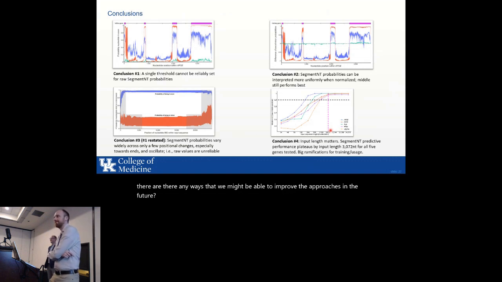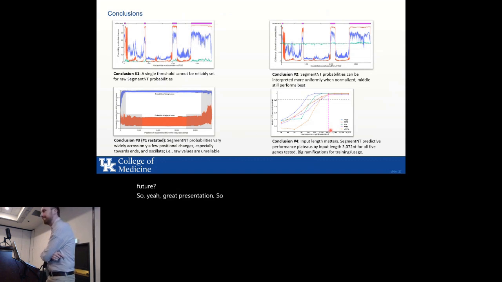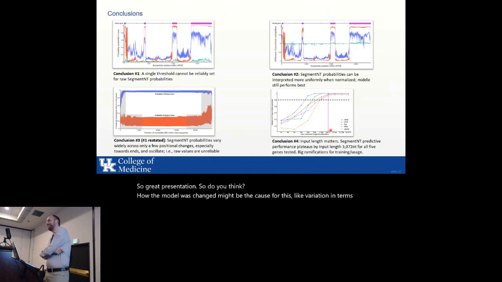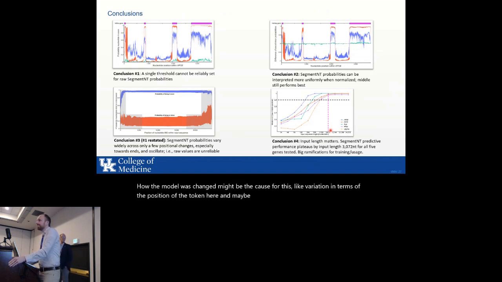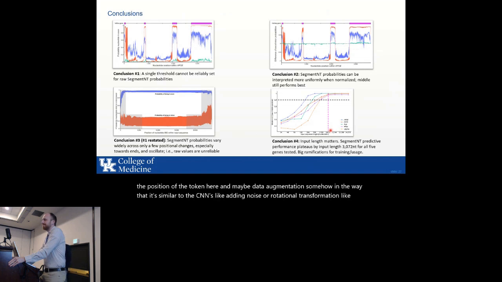Great presentation. Do you think how the model was trained might be the cause of this variation in terms of the position of the token here? And maybe data augmentation in the way that it's fed, similar to CNNs, like adding noise or rotation or transformation, whatever is done in images, can improve the overall performance.